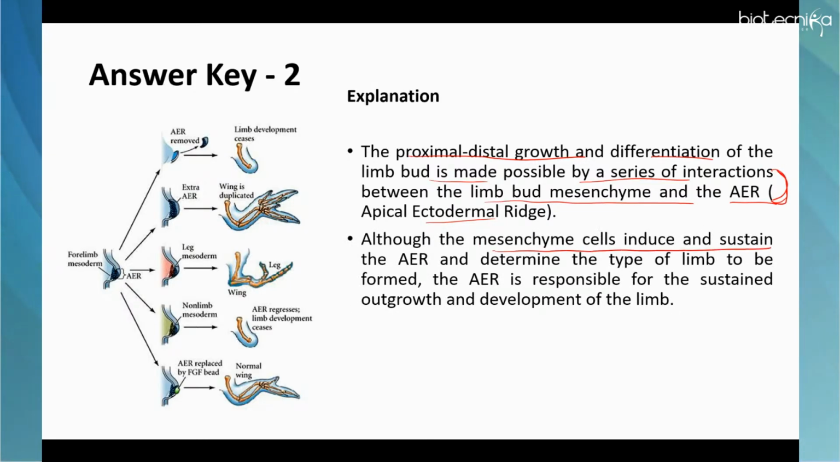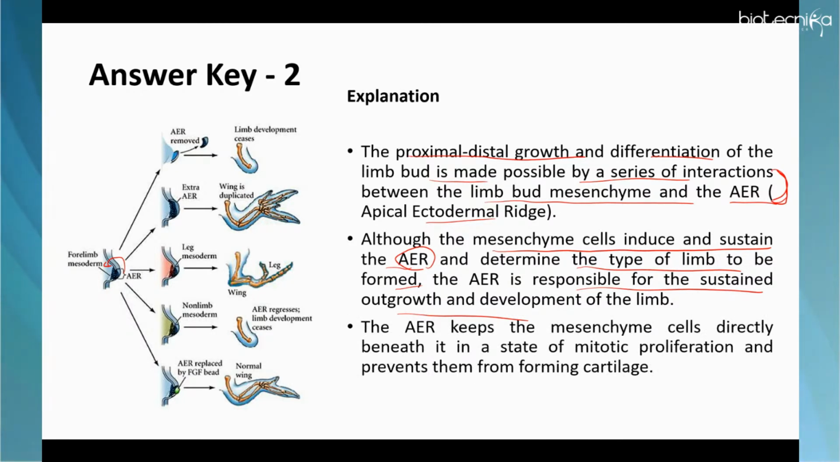Although the mesenchymal cells induce and sustain the AER and determine the type of limb that is to be formed, the AER is responsible for the sustained outgrowth and development of the limb. AER is very important, then only it can give the signals to the underlying mesenchyme to be maintained in a proliferative phase. They have to be proliferating, otherwise it's not possible. Okay. The AER keeps the mesenchyme cells directly beneath it in a state of mitotic proliferation and prevents them from forming the cartilage. See, the limb should continuously extend out.